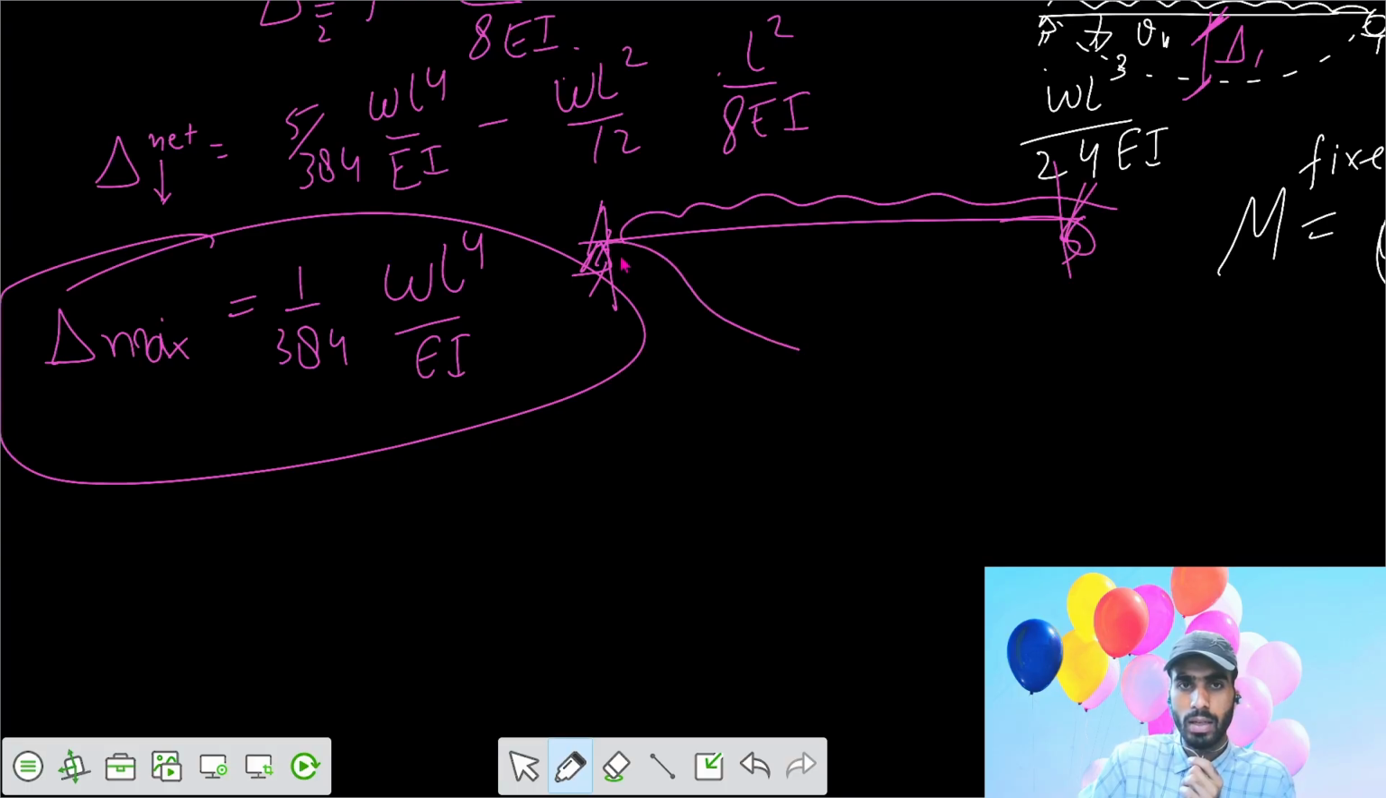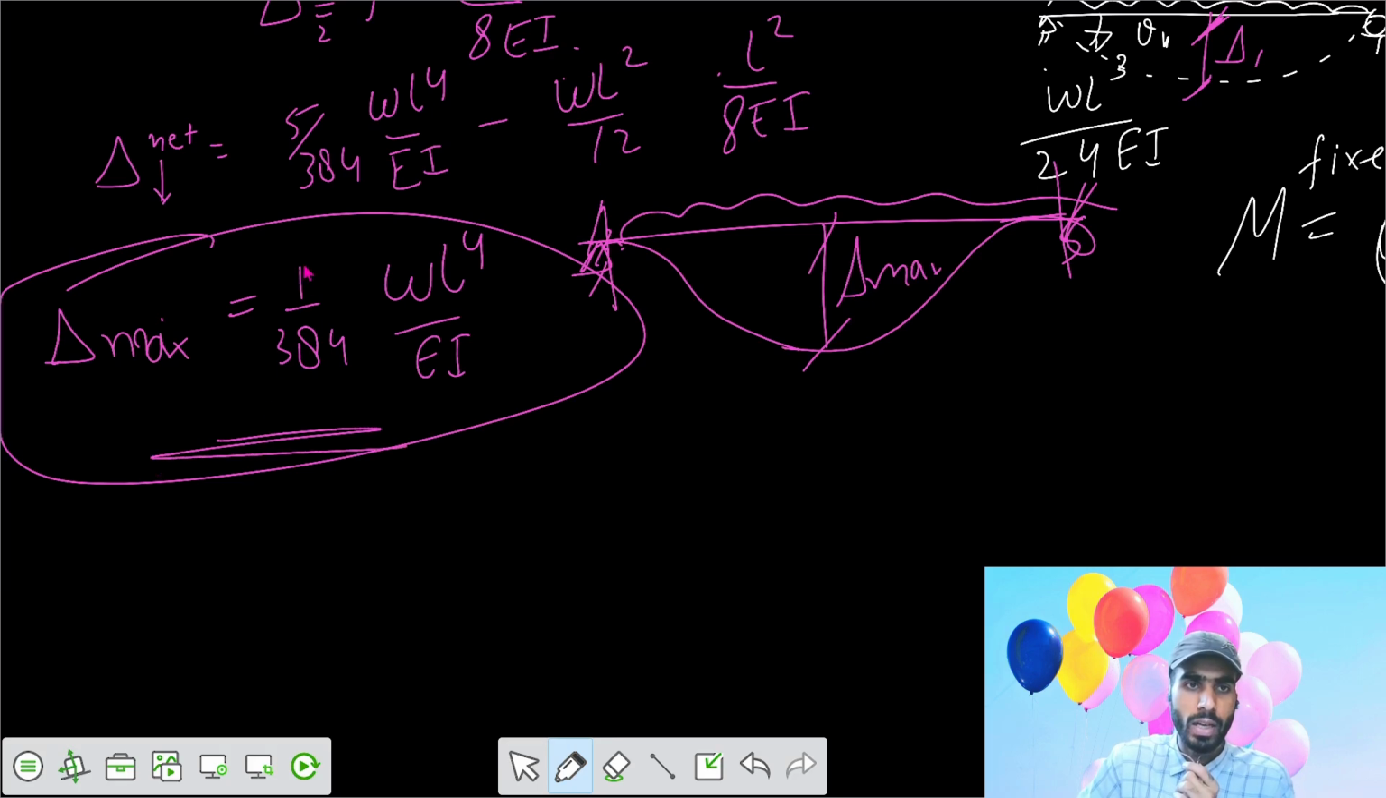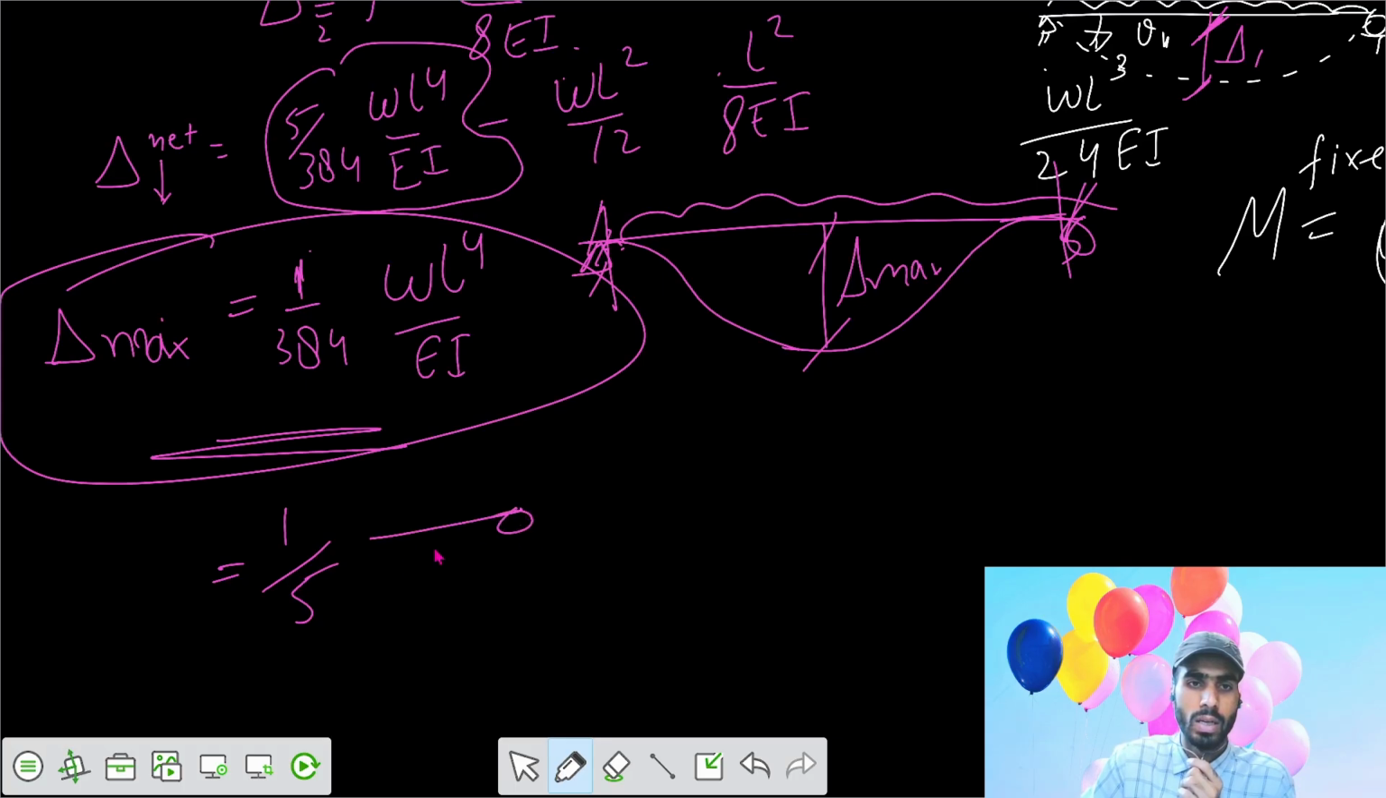Here theta is 0 and delta is 0 also. So we get some deflection. So this is your delta maximum. If you say this is 1 by 384, and for the simply supported beam we have 5 by 384. This one is 1 by 5th of the simply supported beam.